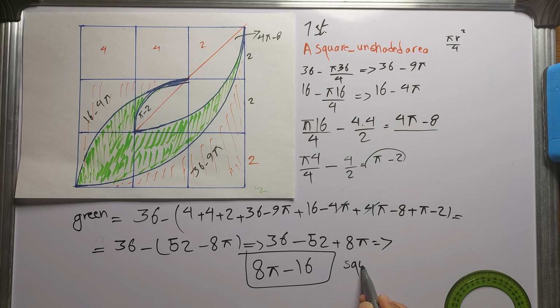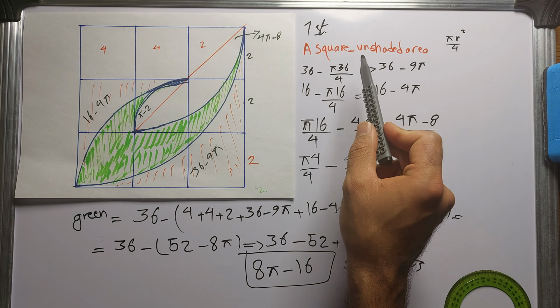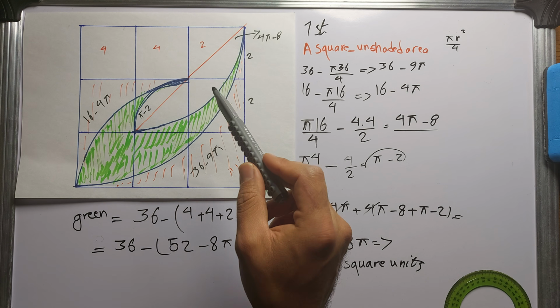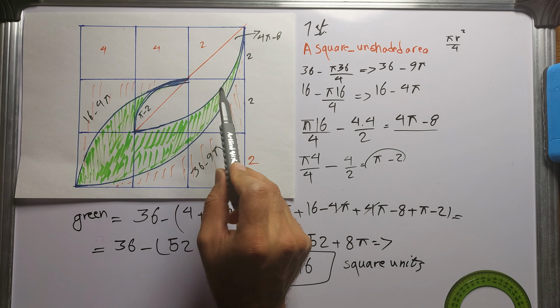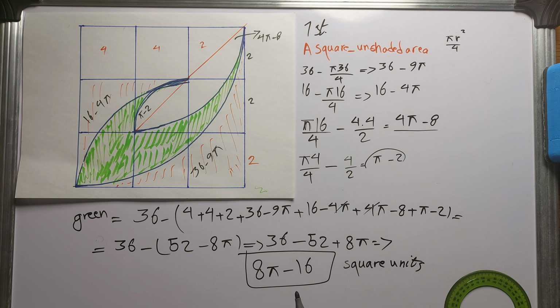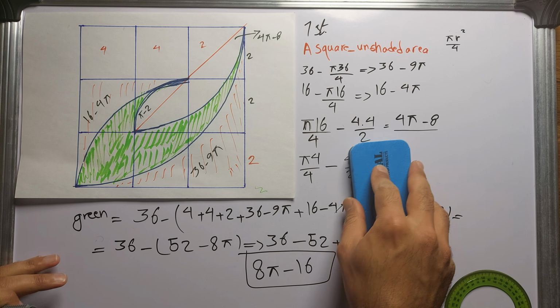So obviously, square units. So the first approach was finding the area of this biggest square and then subtracting this unshaded area, or white area, from that. What we have left is the area of this bounded green part. Okay, so that was the first approach. Let me wipe out this.